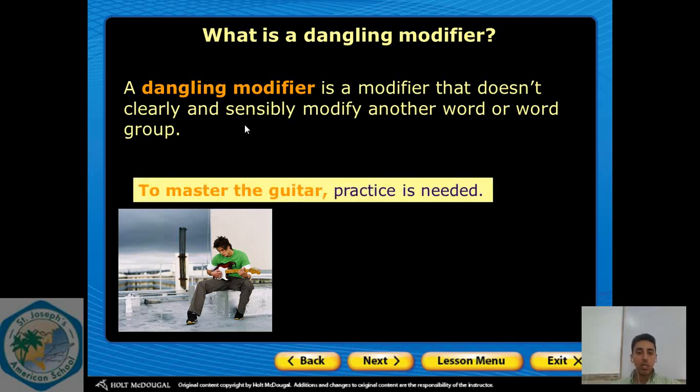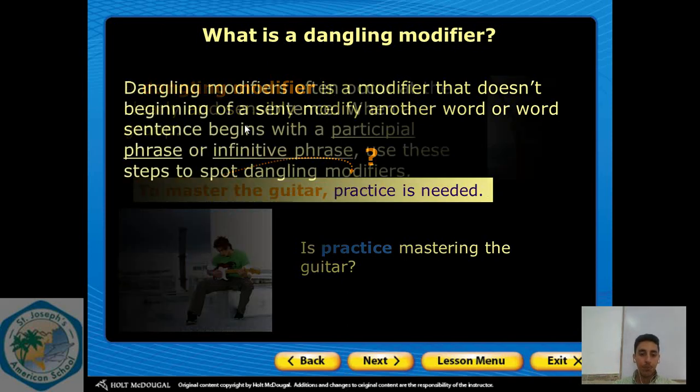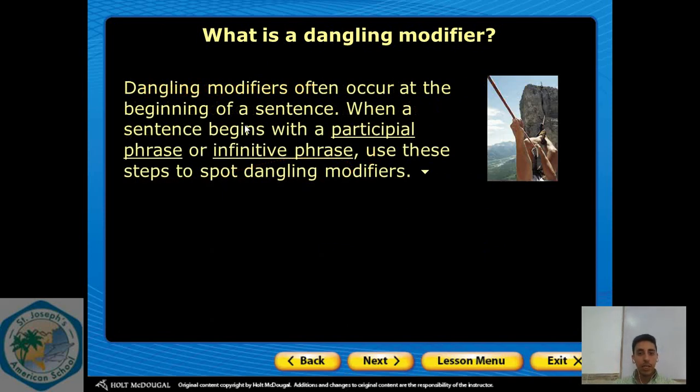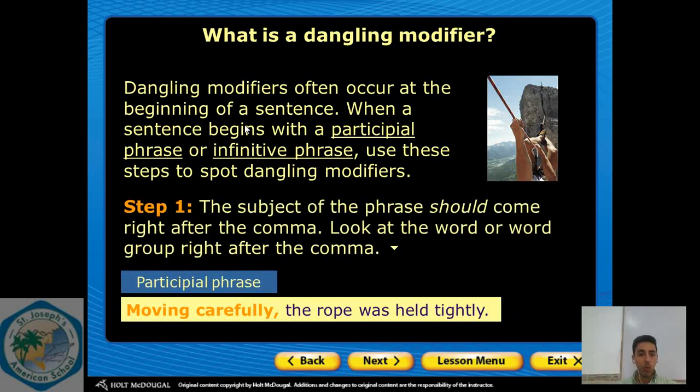"To master the guitar," you need a person here. You don't need... the practice itself is needed. You need to practice if you want to fix this. So, dangling modifiers often occur at the beginning of a sentence when a sentence begins with a participle phrase or infinitive phrase. If you don't remember what a participle or infinitive phrase is, please get back to the previous lesson.